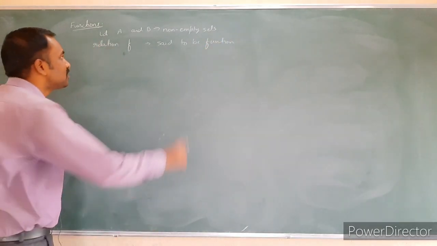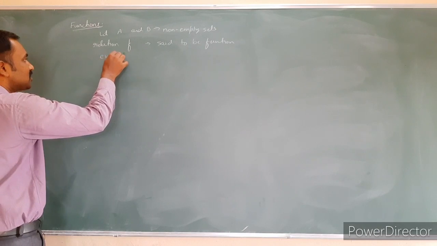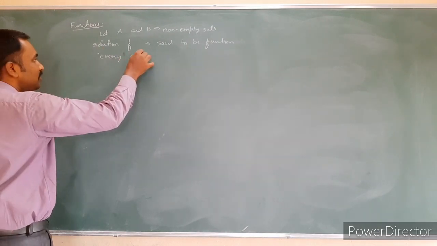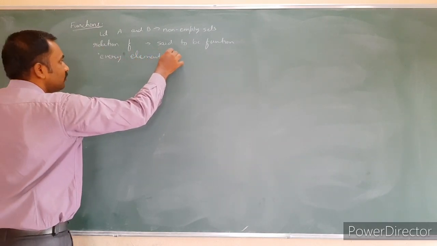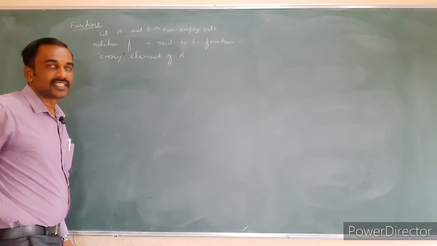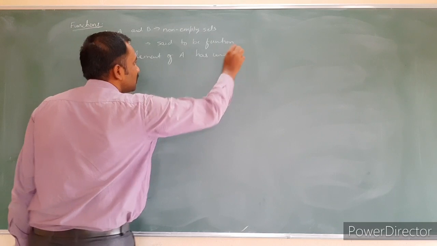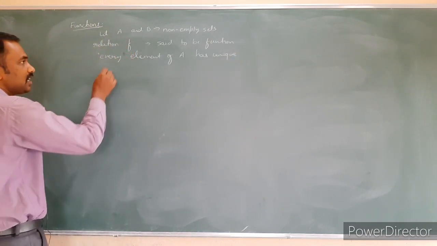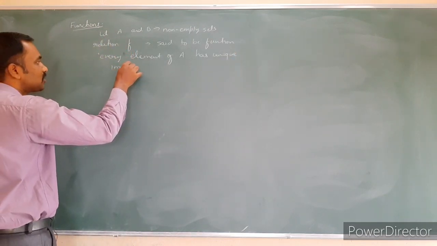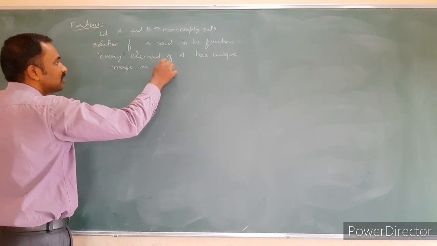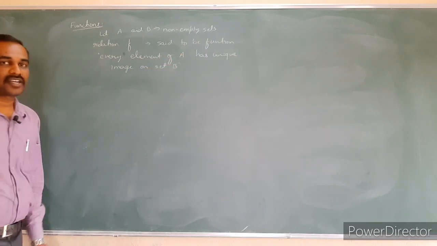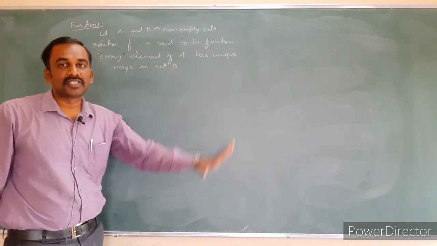When it becomes a function, the condition is that every element of the set A has a unique image on the set B. Every element of the set A has a unique image on the set B. Then only we can call that a relation F becomes a function.